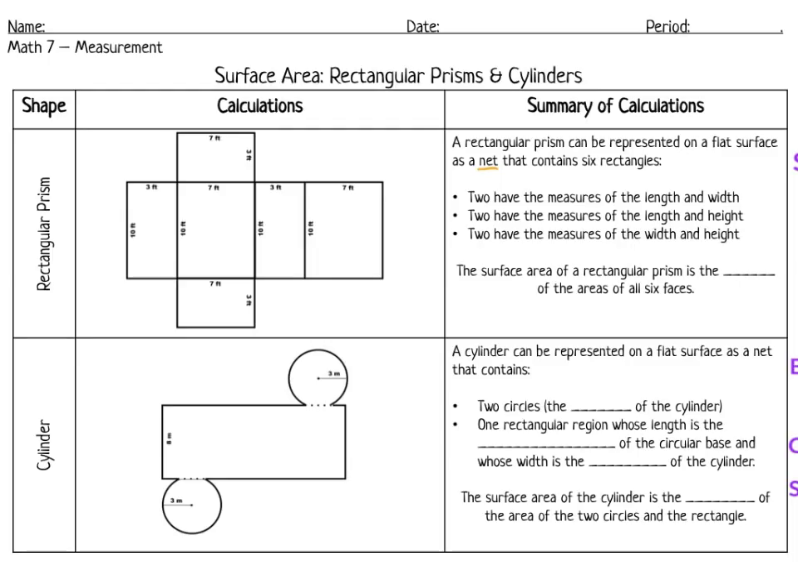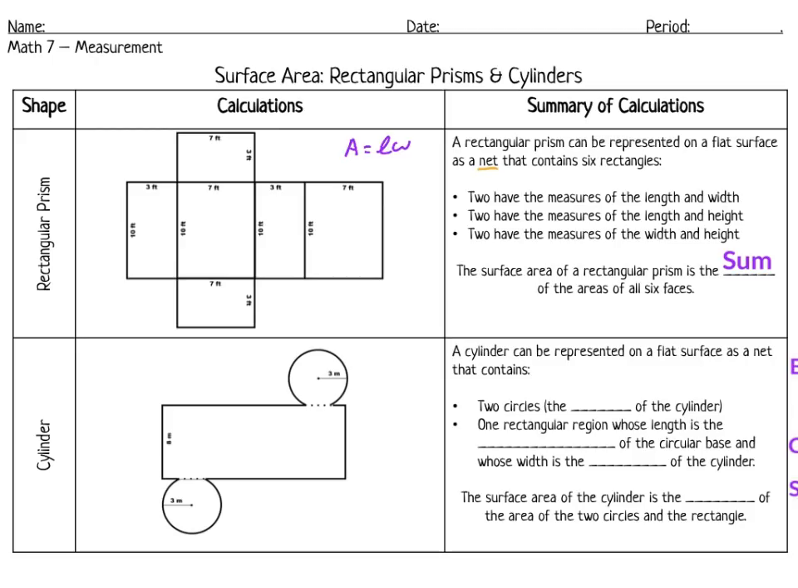The surface area of the rectangular prism is the sum, or the answer to an addition problem, of all the areas of the 6 faces. So we're going to take our 6 faces and add them together, and that's how we find our surface area. Let's do that now. We'll move to the cylinder in a second, but first we're going to find the areas of all of our rectangles. Remember, our area formula for a rectangle is length times width, so we're going to do that for all of our rectangles.